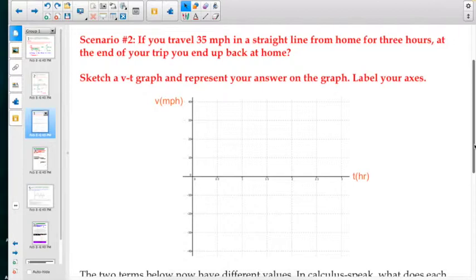Remember, we're going at a constant speed, not slowing down, not speeding up. What does that look like? And in drawing that, maybe you want to ask yourself, what's my displacement? That might help.